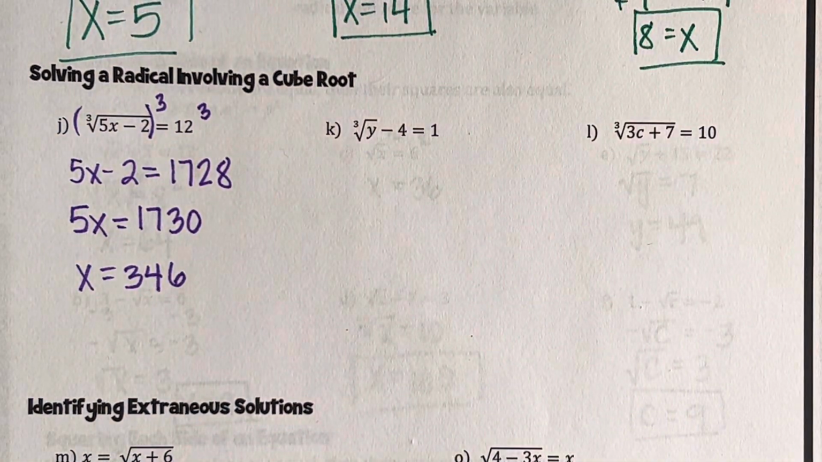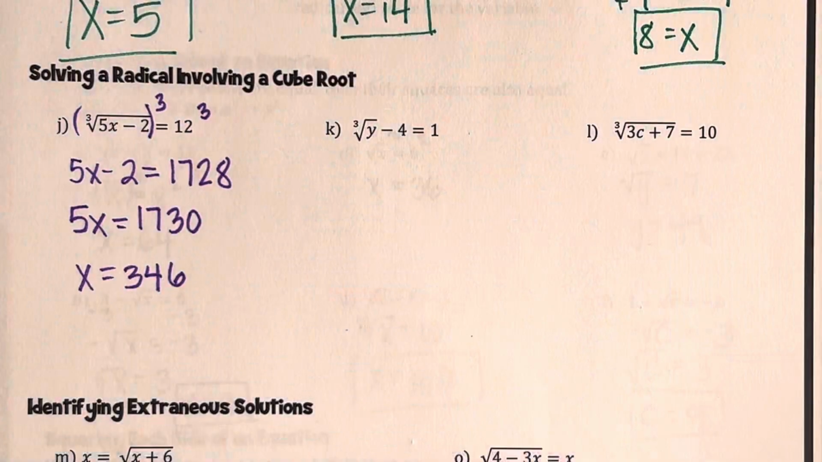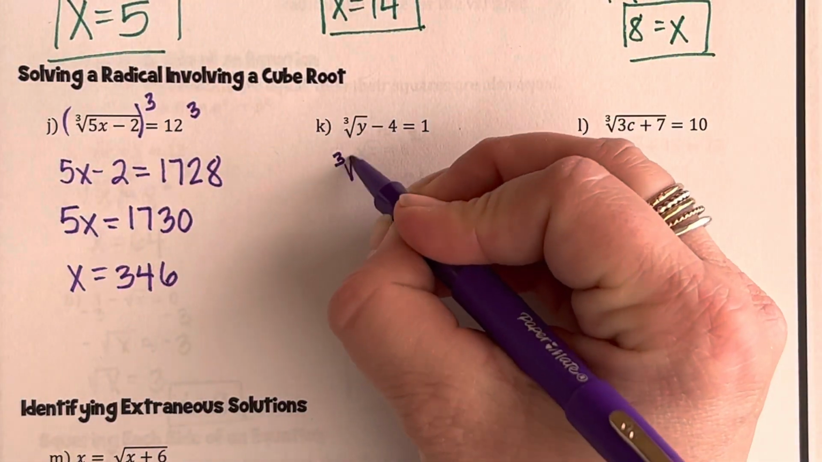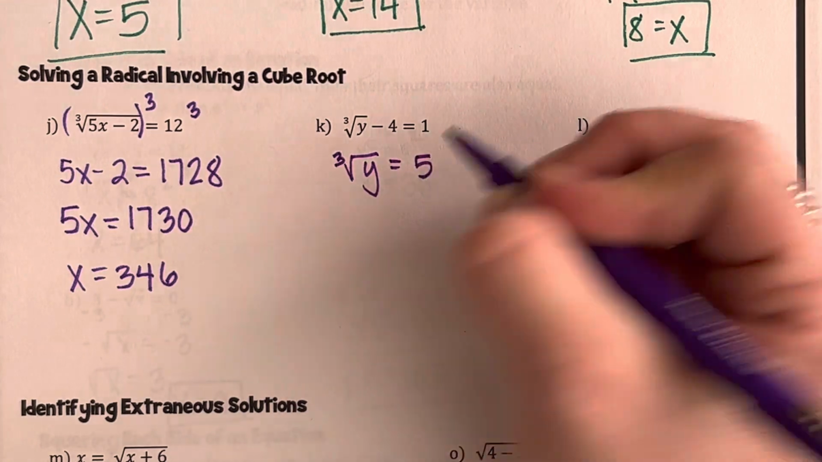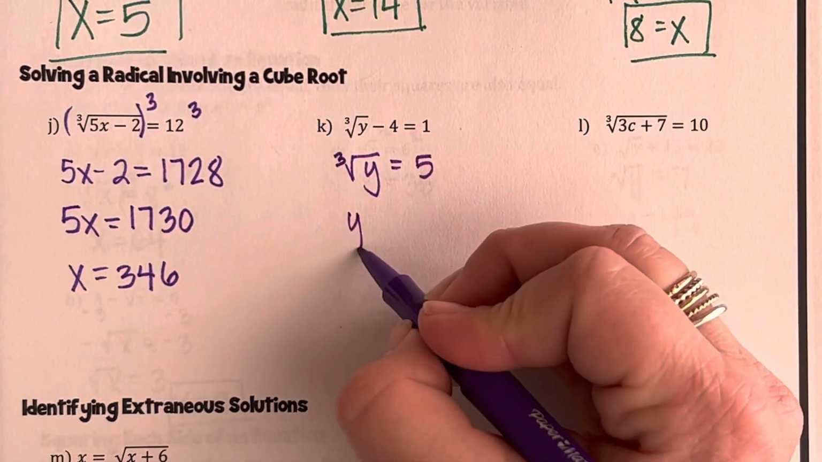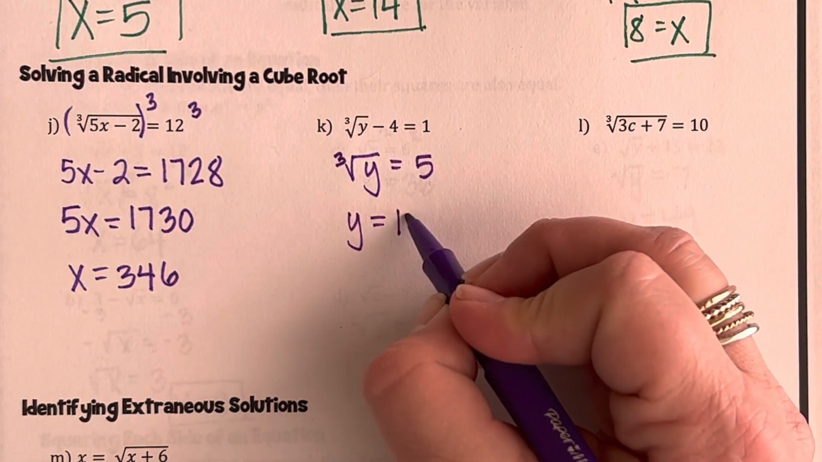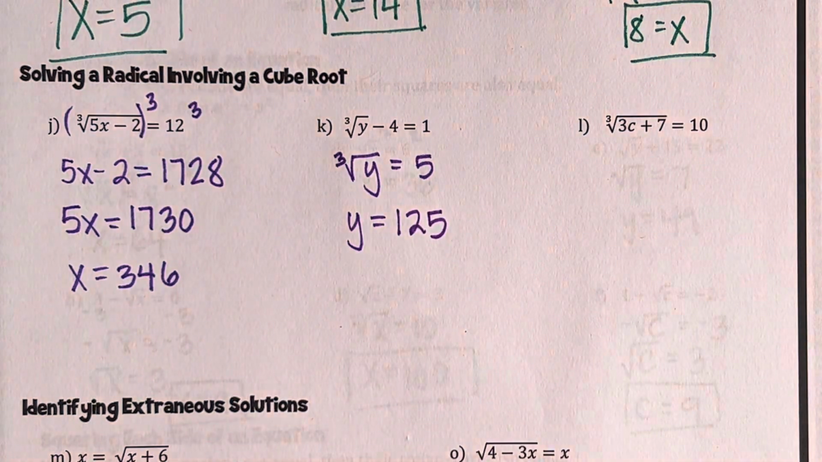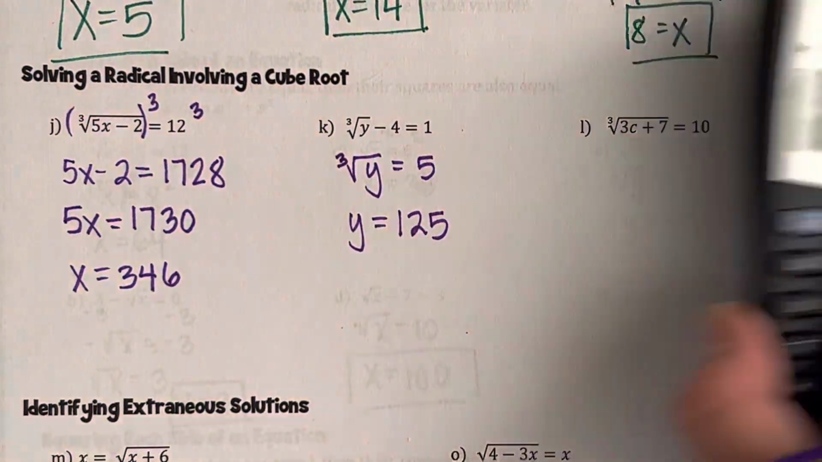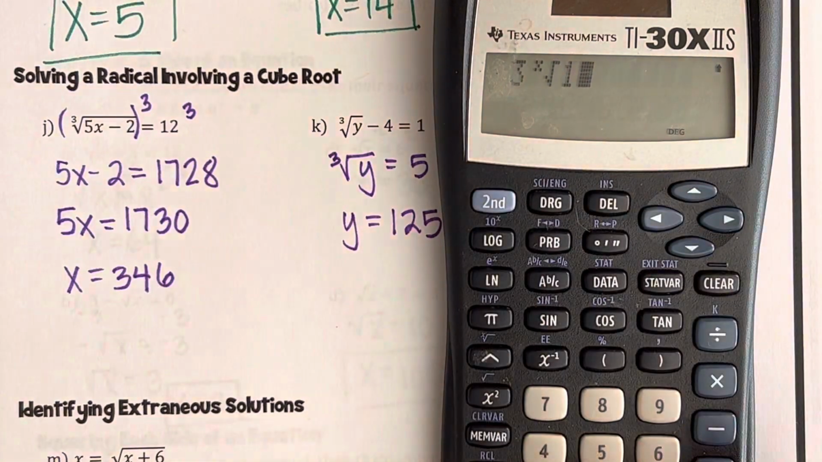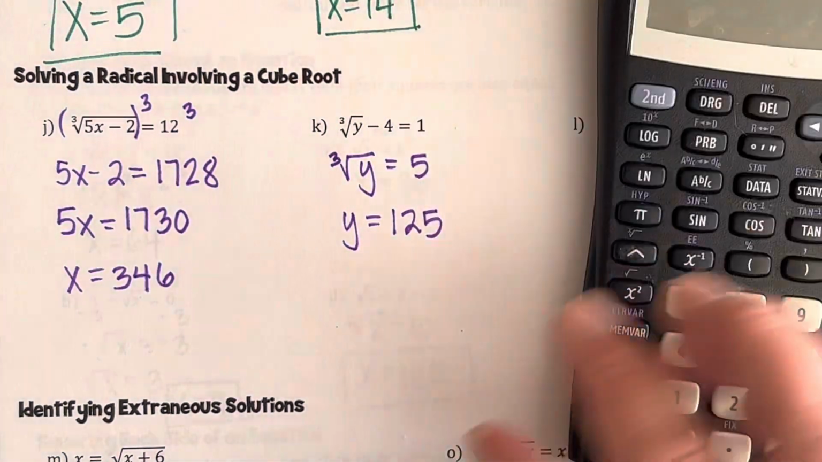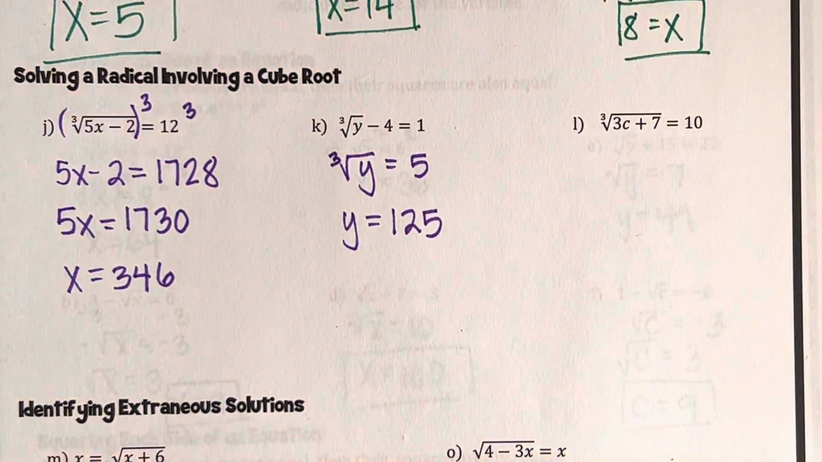Okay, on the next one, we have to isolate first. So we're going to add 4 to both sides. So the cube root of y is 5. So now I'm going to cube both sides. 5 cubed is 125, and that's my answer. So the cube root of 125 is 5, and then 5 minus 4 is 1.